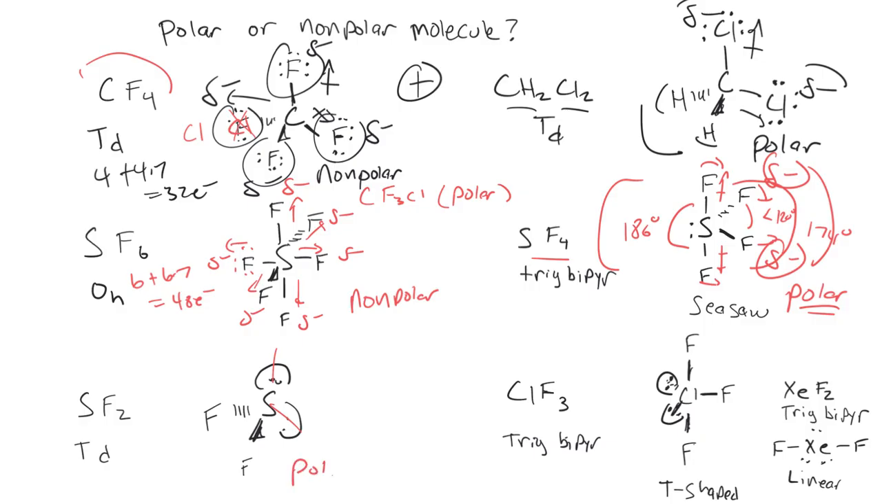So the two key details that you need for a molecule to be polar: you need to have polar bonds. If you notice, most of these examples have a really electronegative atom like oxygen or fluorine. In fact, all these examples have fluorine or chlorine.